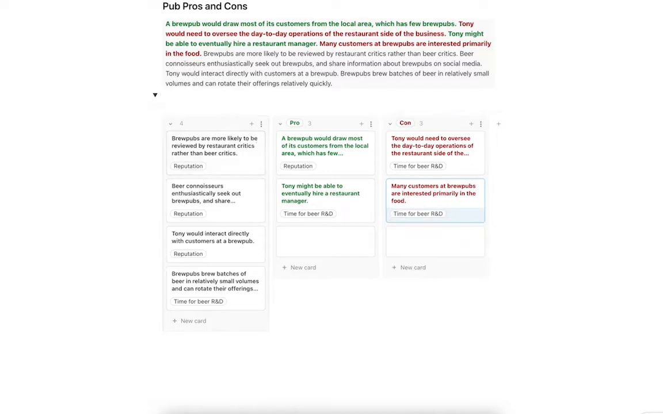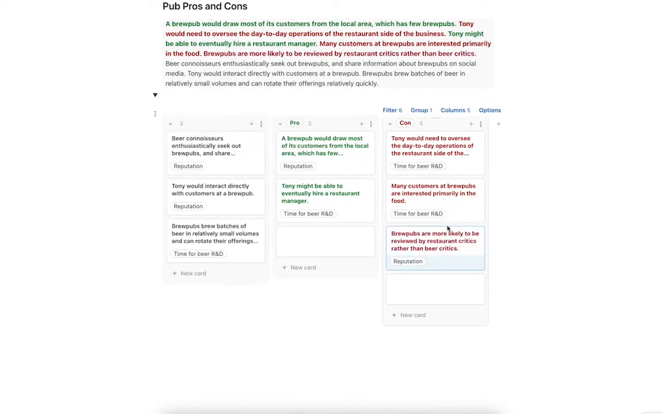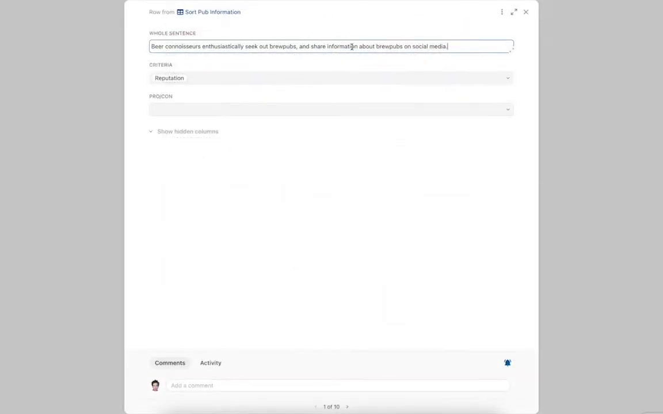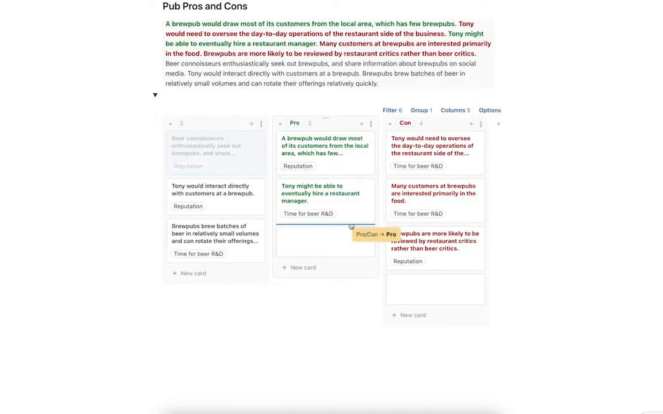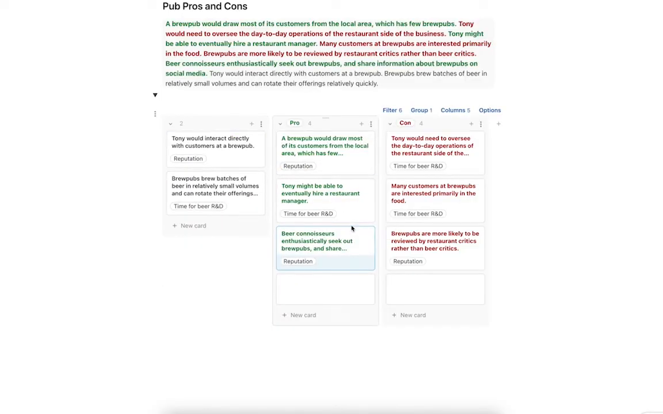Brew pubs are more likely to be reviewed by restaurant critics than beer critics. That really piggybacks off this sentence. If he opens a brew pub, then he has to spend time on the food. And Tony, he's not a food man. He's a beer man. On the other hand, beer connoisseurs enthusiastically seek out brew pubs and they share information about them on all the socials. Well, that's a pro because if Tony wants to develop a reputation among critics and connoisseurs, he'll have a chance to do that if he gets good social media.